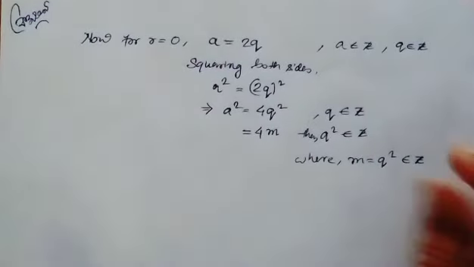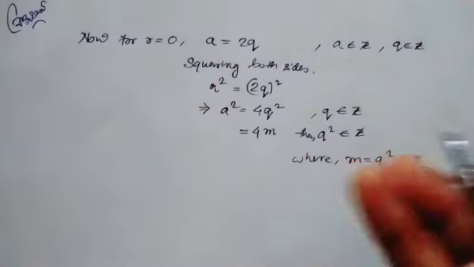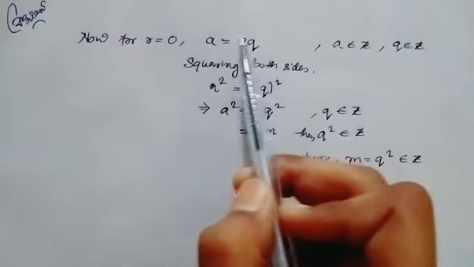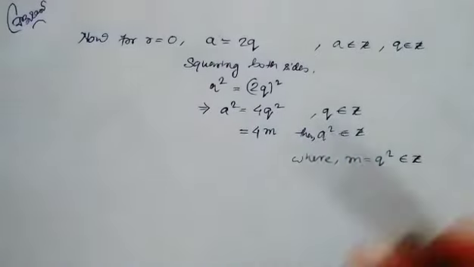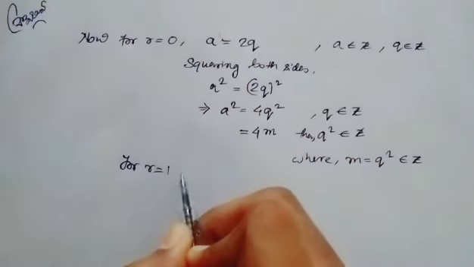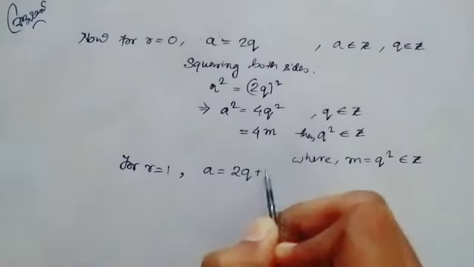So we have expressed our first condition: if we can express any integer as 2q, it is an even integer, and the square of even integers can be expressed as 4m. And now we will consider the odd integer case. For r equal to 1, a is equal to, what was the value? We got 2q plus 1.